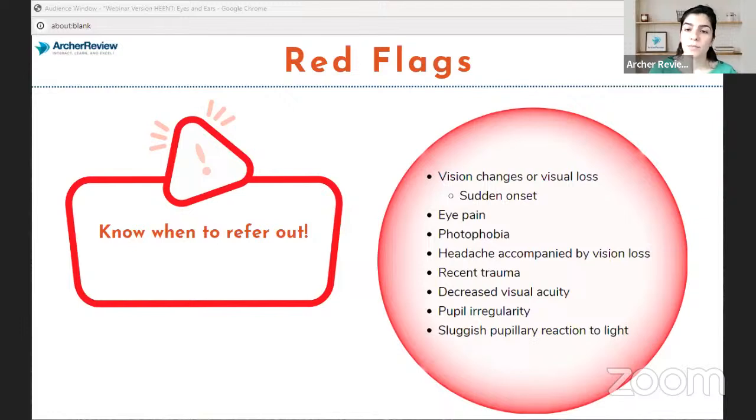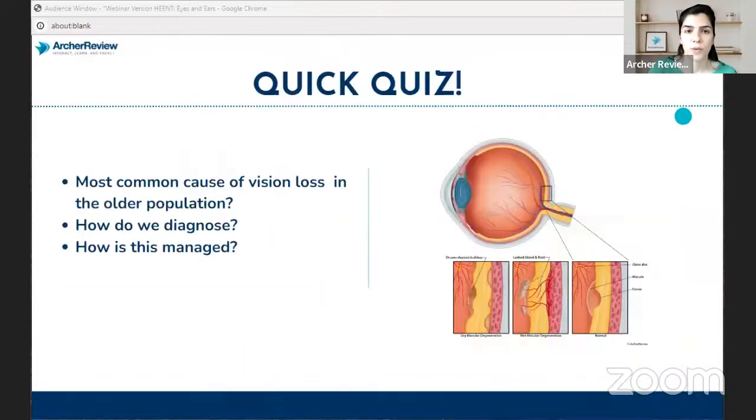You also want to check the pupils. So your PERRLA, are the pupils equal, round, and reactive to light and accommodation? If there's pupil irregularity or if there's a sluggish pupillary reaction to the light, those are all red flags, right? So know your red flags. The most important thing is know when to refer out and know when it's an emergent eye condition and situation.